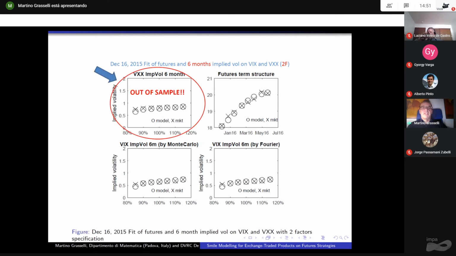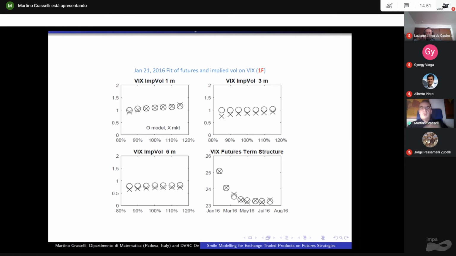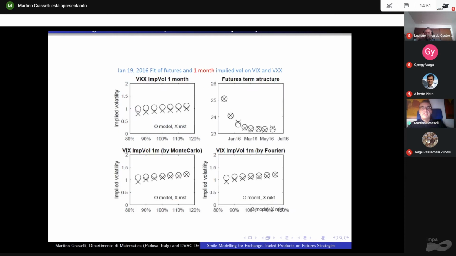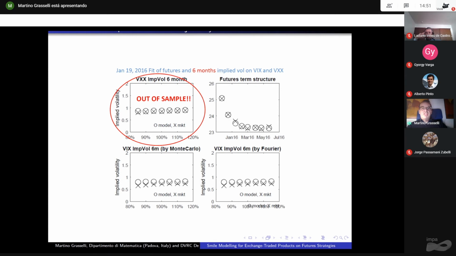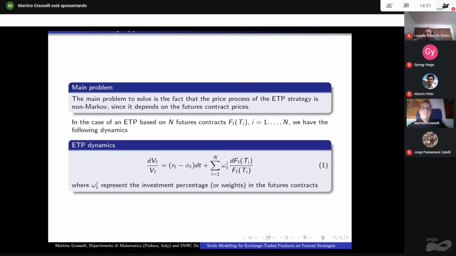There is still some difference in the implied volatility of the VX6. But what is remarkable is that we are able to deduce something completely out of sample. So we are just crossing our fingers and trying to see what happens. Also in the case of a backwardation, we repeated the same exercise, and the results were quite satisfactory, but of course not perfect. So these are the limitations of a stochastic volatility approach.